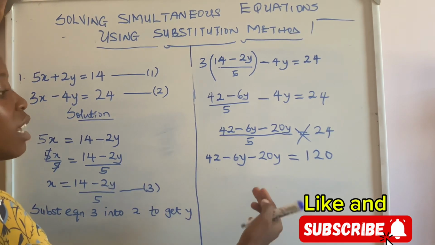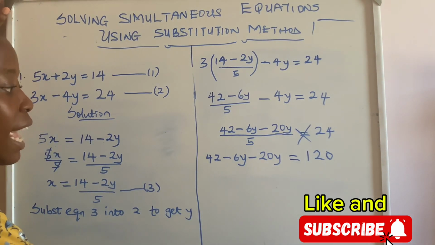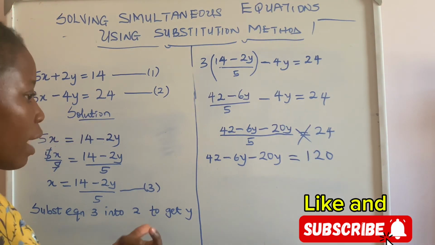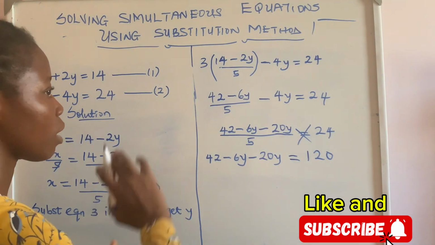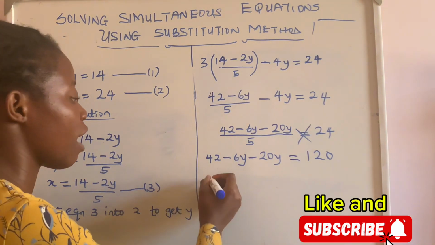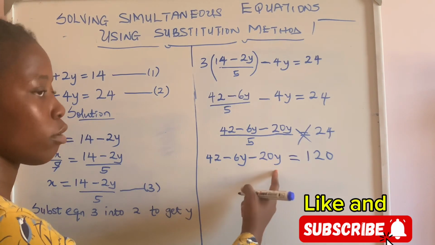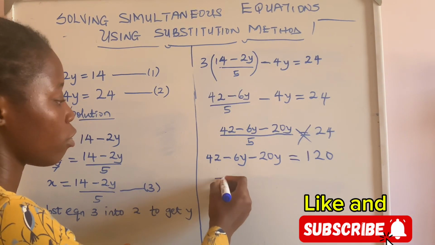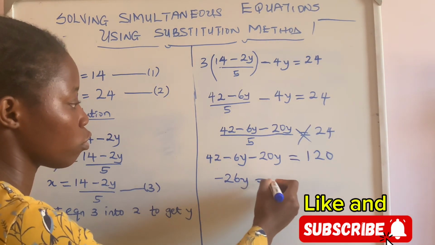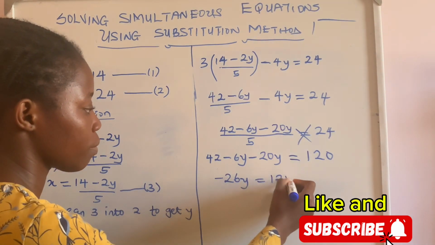So since we have 120, we are going to collect like terms. Now in collecting like terms, any number with y, we are going to leave on the left hand side. Any number without y, we take to the right hand side. So now we have minus 6y minus 20y, minus 26y is equal to 120.